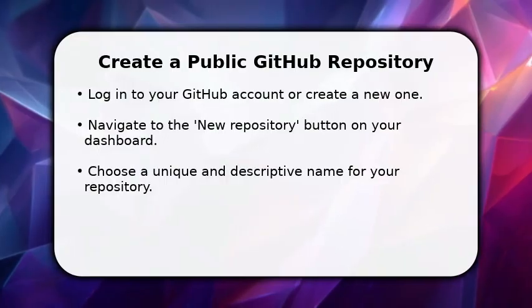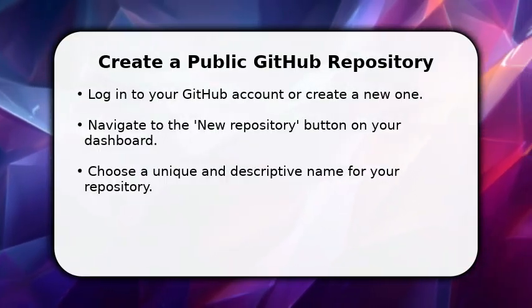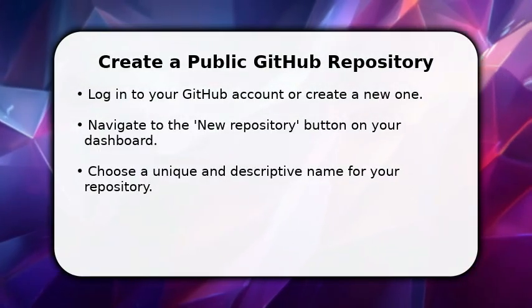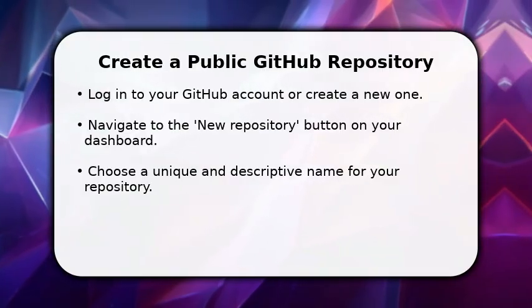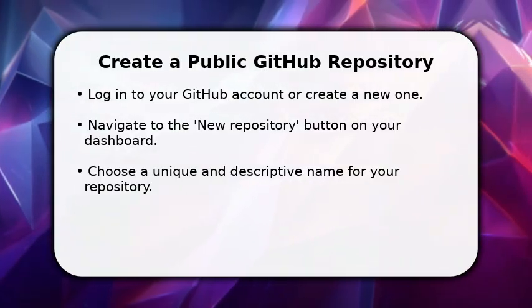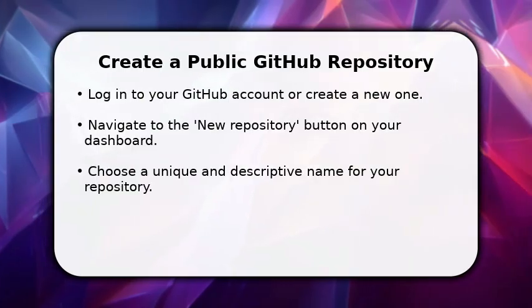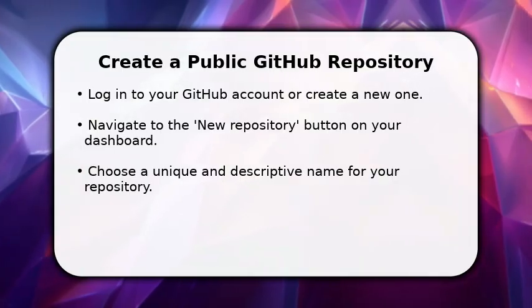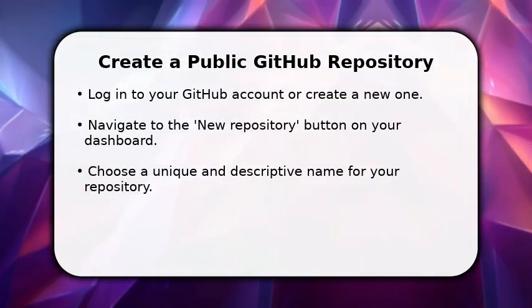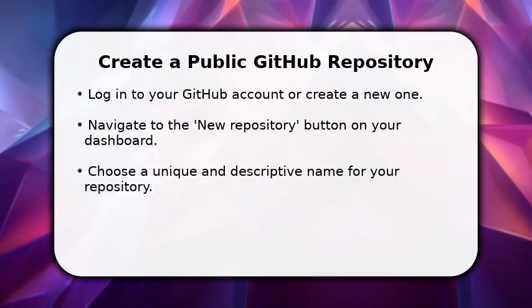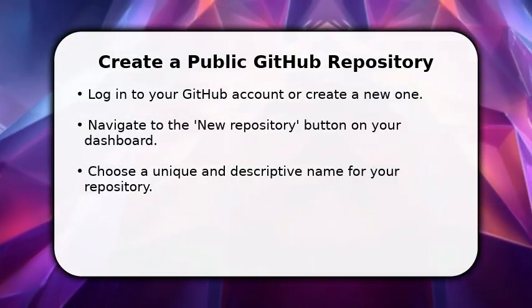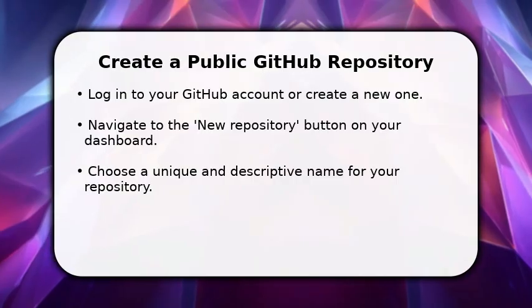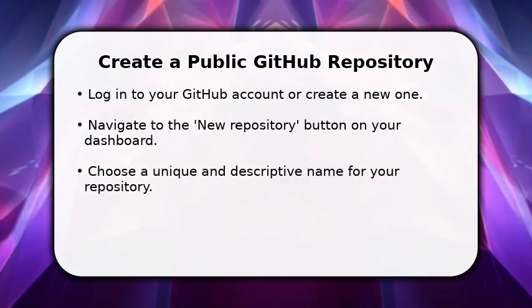In this video, I will show you how to create a public GitHub repository. First, ensure you are logged into your GitHub account. If you don't have one, it's a quick process to sign up. Once logged in, locate the New Repository button, usually found on your dashboard or by clicking the plus icon in the top right corner. Then, you'll need to give your new repository a clear and unique name. This name helps others understand your project at a glance.